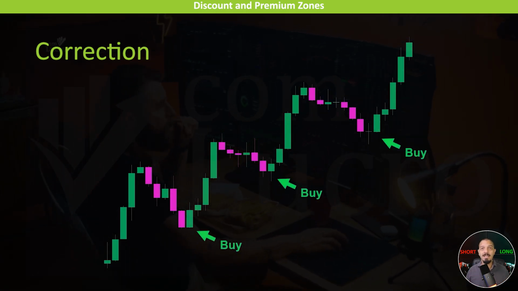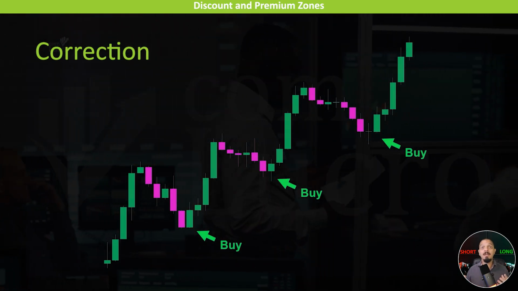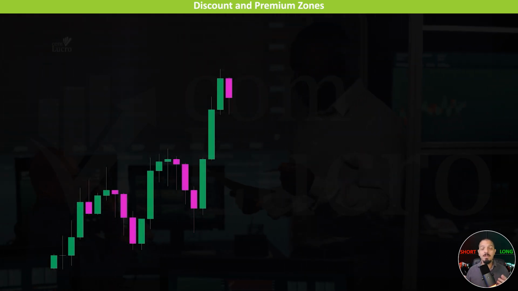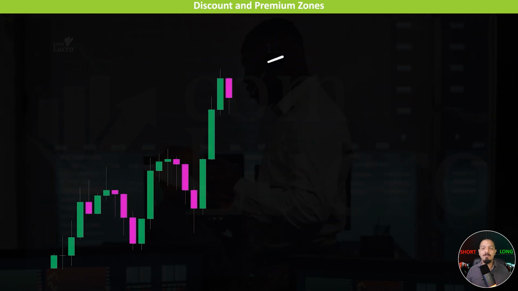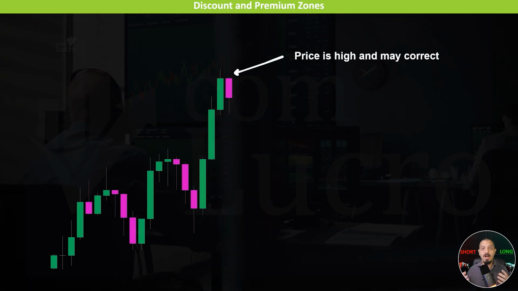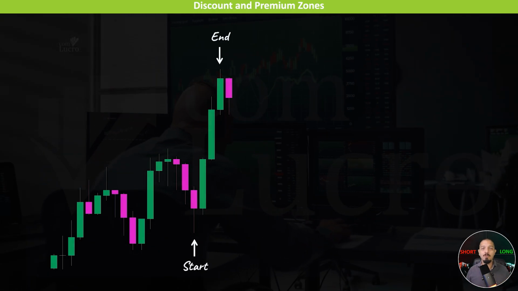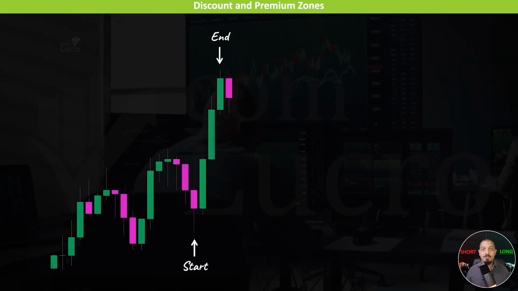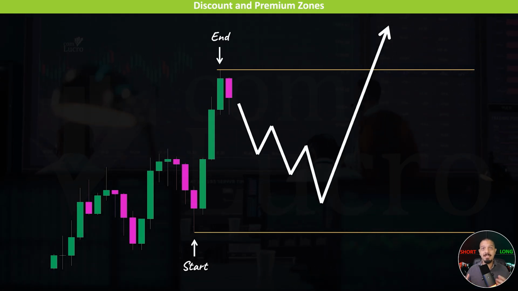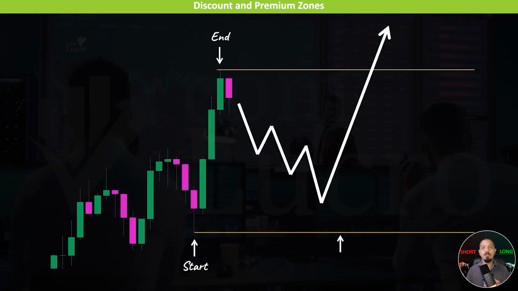Identifying the end of a pullback and the start of an impulsive move can be highly profitable, as it enables traders to capitalize on potential buying or selling opportunities in the market. Imagine we're in an uptrend and want to buy low and sell high to benefit from this bull market. We cannot open a buy position right now because the price is too high and may drop at any moment. So we need to wait for a correction to enter at a better price. The latest impulsive move has started from here and pushed higher all the way up to here. The correction will happen inside this range, and when the market gathers enough liquidity and buyers come into play, it will continue pushing higher again.